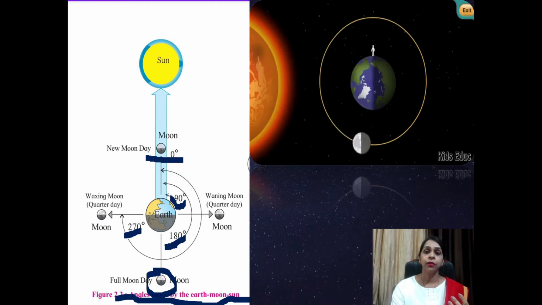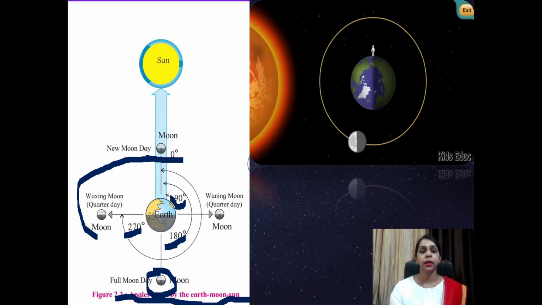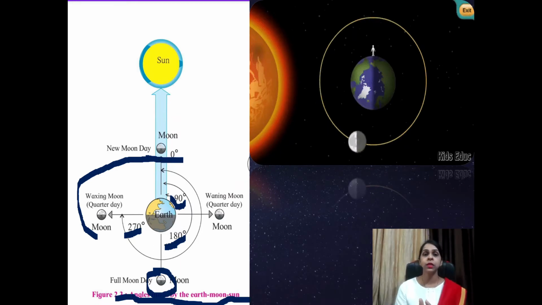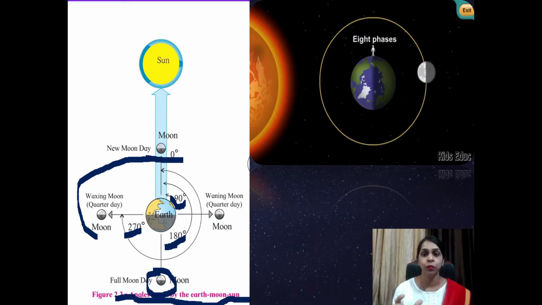Then we again come back. When we come back here, again it is a new moon day. In this circle, we are seeing so many angles or shapes of the moon. We can see a full moon, half moon, and gibbous moon. Gibbous moon means an egg-shaped moon. You can see.